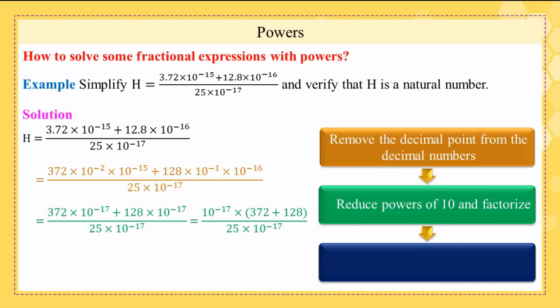So we get h as follows: 372 times 10 to the power minus 17 plus 128 times 10 to the power minus 17, all over 25 times 10 to the power minus 17. After that, we factorize. So we take 10 power minus 17 as a common factor. Thus, we obtain 10 power minus 17 times 372 plus 128 all over 25 times 10 to the power minus 17. Third step, you are familiar with it, which is simplify. So we cancel 10 power minus 17 on both sides of the fraction, and we get 500 over 25, which is equal to 20. Hence, 20 is a natural number.